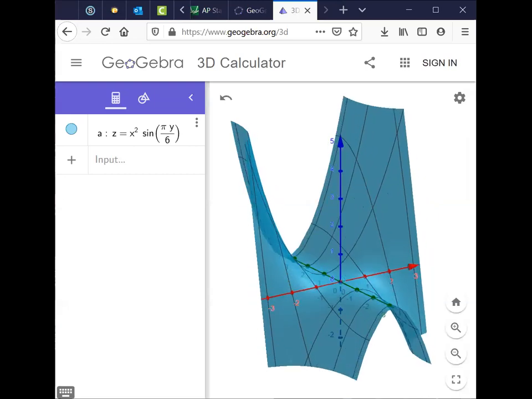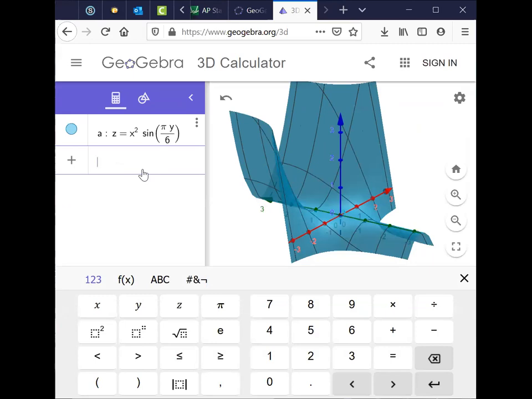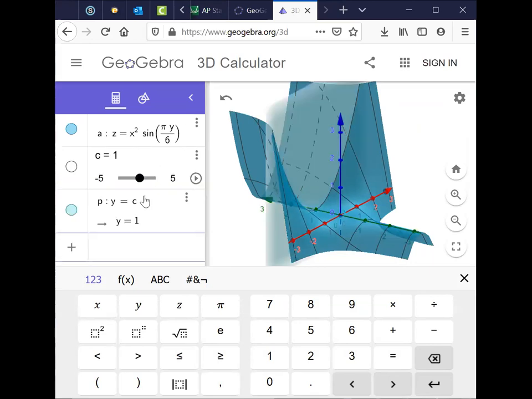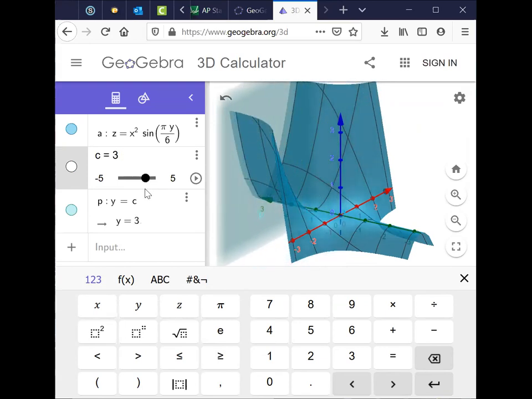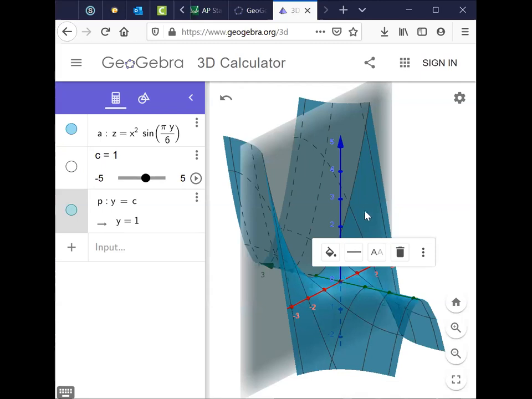So we were looking at this orientation here, but if I want to create parallel slices, so slices parallel to the XZ plane, they would be in the form of y equals some constant, right? So y equals some constant that I'll call C. And it'll create the slider. So now I can slide back and forth and get a pretty decent look at what those cross sections ought to be like, right?